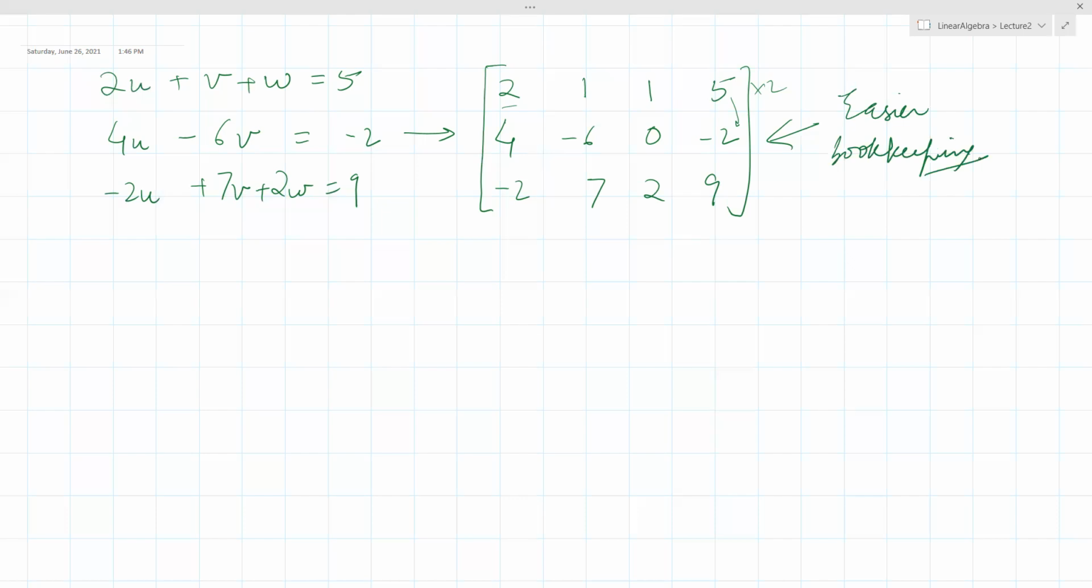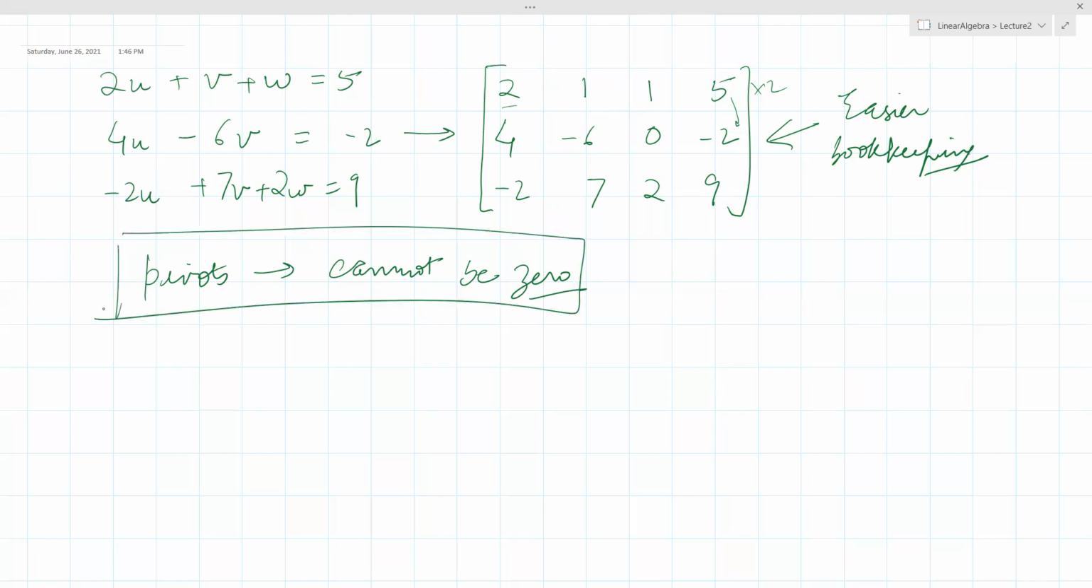Another thing that we have to worry about is pivots. Your pivots cannot be zero, because we are dividing by the pivots. To get the right multiplying factor, we are dividing by the pivot, so the pivots cannot be 0. So you have to worry about that. If your pivots do become 0 at certain points, then your elimination is going to break down.